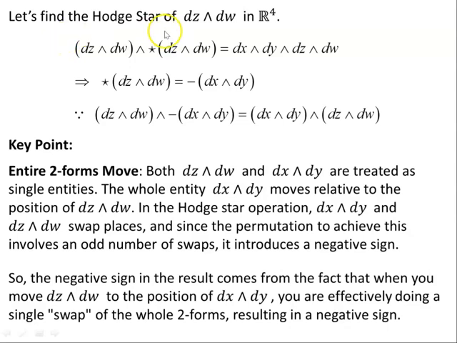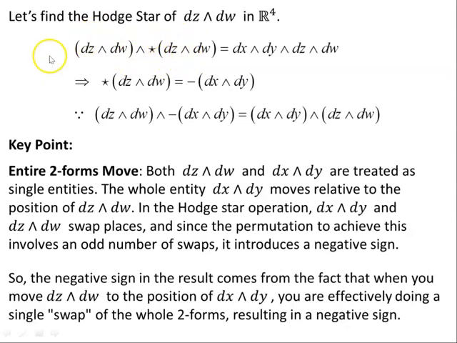All right, let's find the Hodge star of dz wedge dw in R4. So dz wedge dw wedged with the Hodge star of dz wedge dw is equal to the volume form dx wedge dy wedge dz wedge dw. The Hodge star of dz wedge dw is minus dx wedge dy. If I put in here minus this, then it'll be equal to this by one swap. That's why I need the minus there.